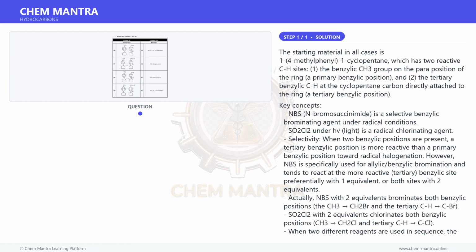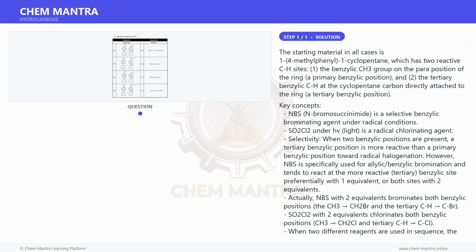Key concepts. NBS, N-bromosuccinimide, is a selective benzylic brominating agent under radical conditions. So too Cl2 under hv, light, is a radical chlorinating agent. Selectivity: when two benzylic positions are present, a tertiary benzylic position is more reactive than a primary benzylic position toward radical halogenation. However, NBS is specifically used for allylic benzylic bromination and tends to react at the more reactive, tertiary, benzylic site preferentially with one equivalent, or both sites with two equivalents.